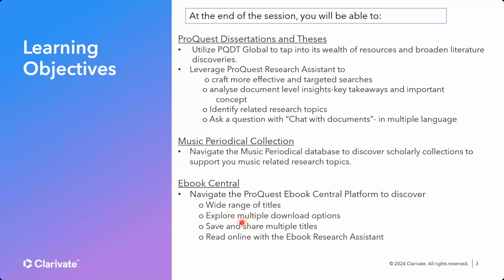So you can explore how you can discover the titles. Then you can explore the multiple ways of downloading and download options, whether you want to download the entire book or you just want some part of the book. You can also explore how you can save some of the titles to quickly access them in your bookshelf. And you can also look at how you can share these titles with your team members.